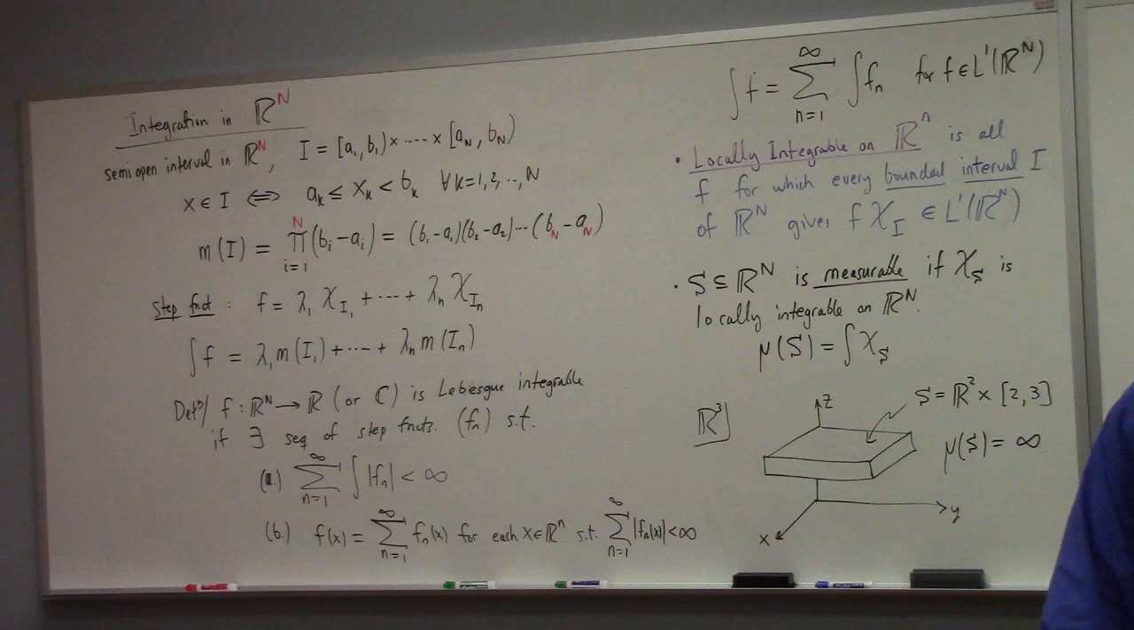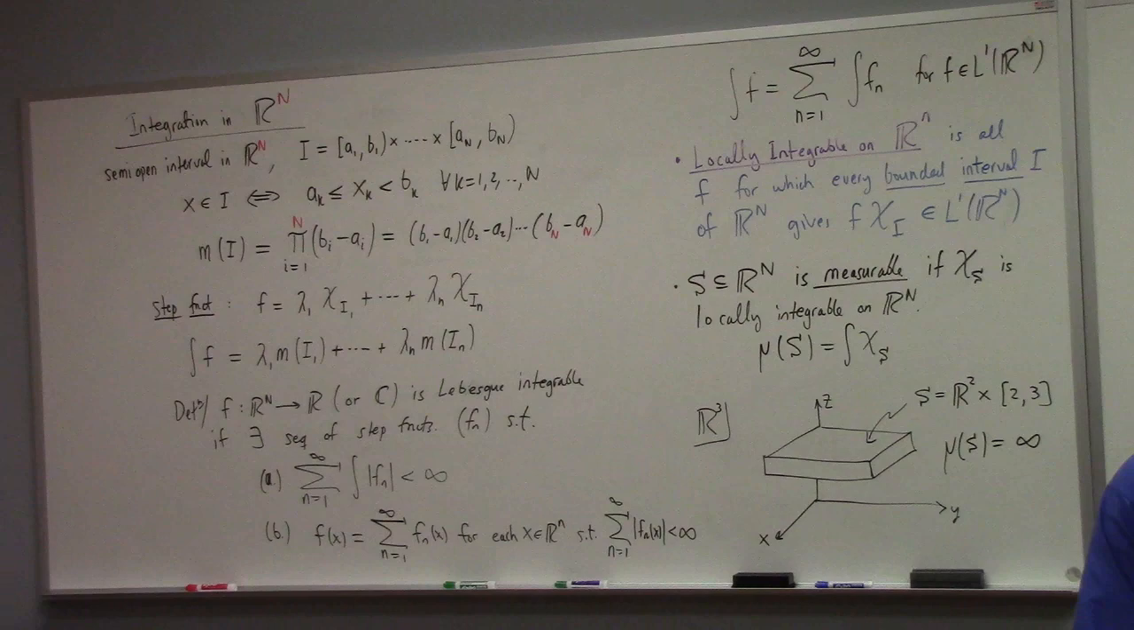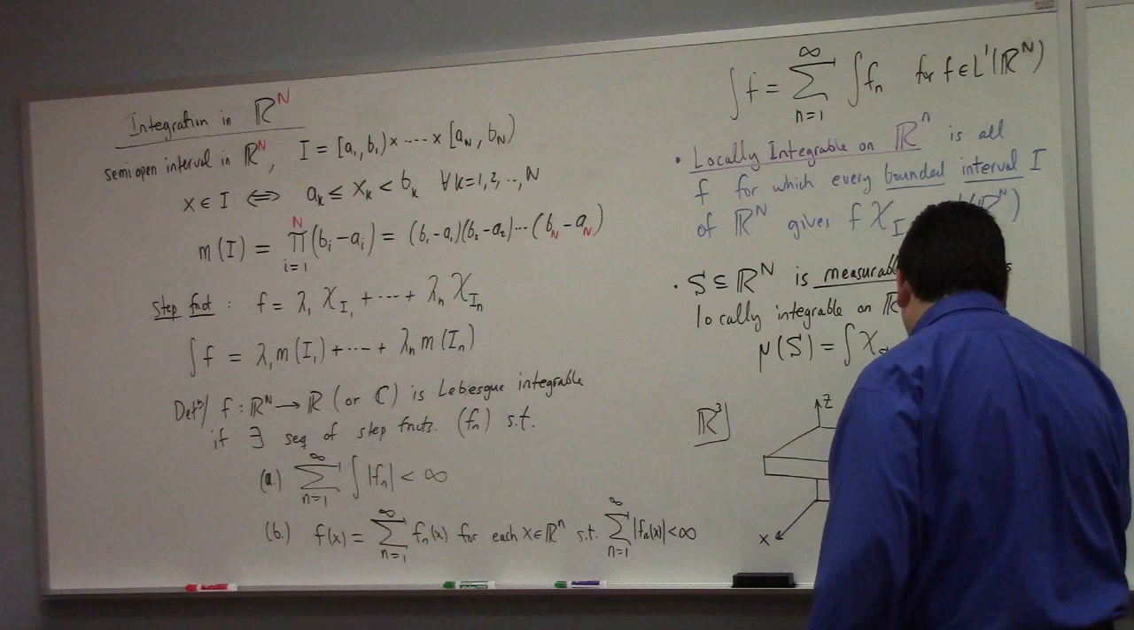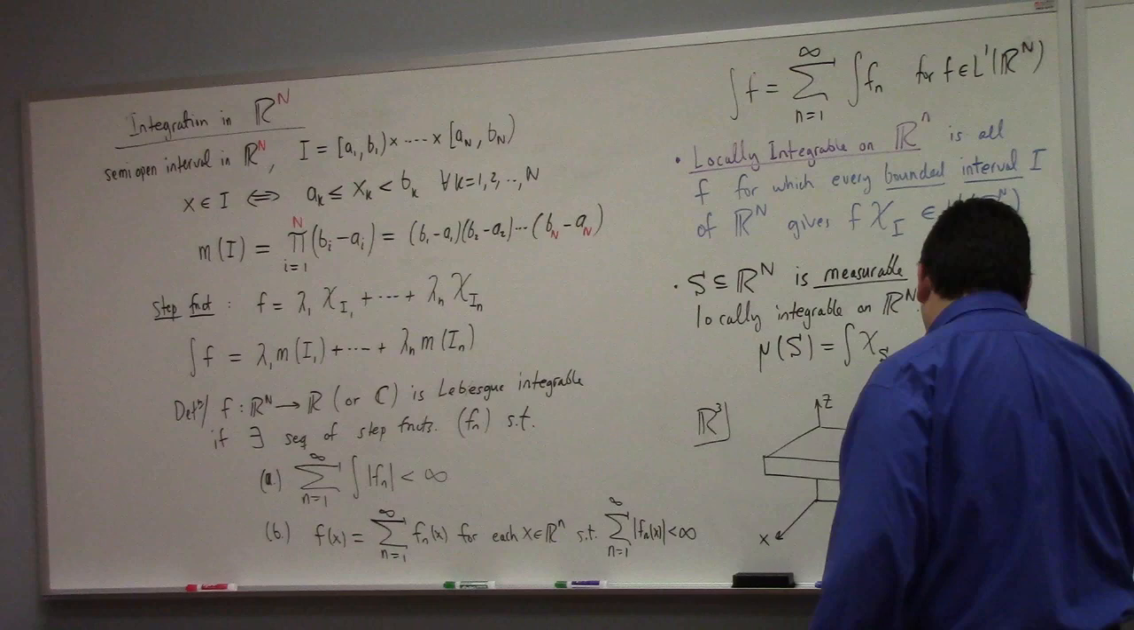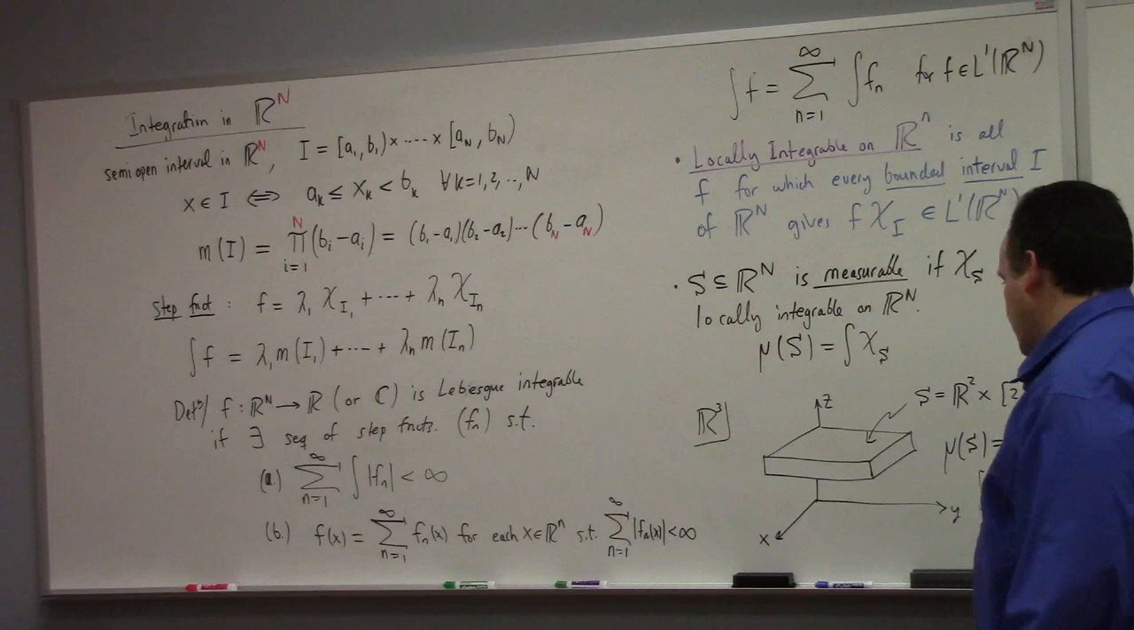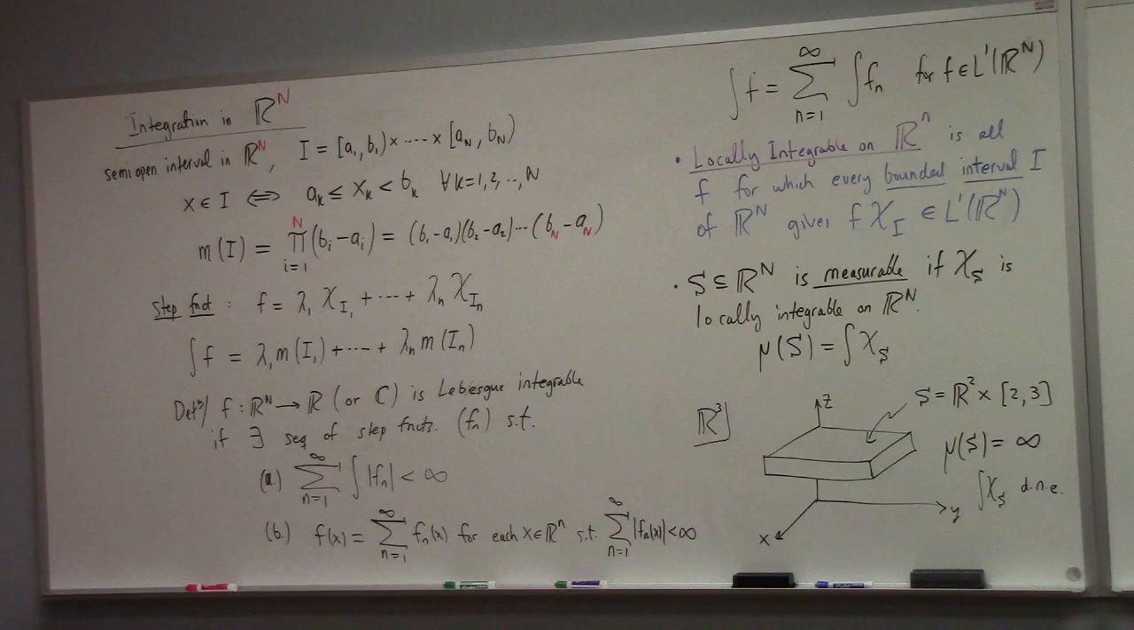Because what did he say? If the characteristic function is locally integrable but not integrable, we can define mu S to be infinity. On the other hand, I'm relatively certain that the integral of the characteristic function of S does not exist, in the Lebesgue sense, at least, because essentially, it would be capturing the volume of the slab, right? But the volume of the slab is infinity, so its measure should be infinity. Measure is an abstraction of the concept of volume.